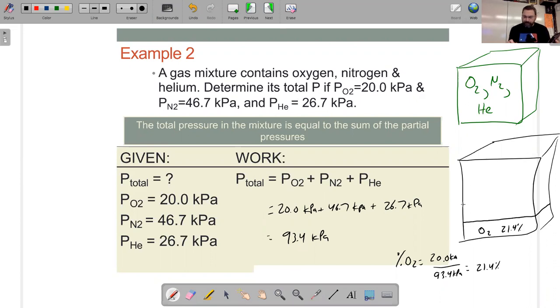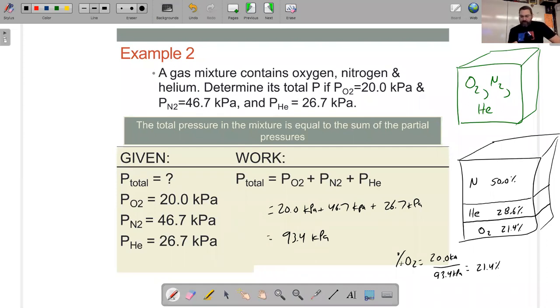The helium is a little bit more than the oxygen. That's 26.7 kilopascal. If you take 26.7 divided by 93.4, you get 28.6%. And then the rest of it is nitrogen. The nitrogen happens to be 46.7. If you take 46.7 divided by 93.4, that's 50% nitrogen. So exactly half the pressure comes from nitrogen, and then 28.6% from helium and 21.4% for oxygen.